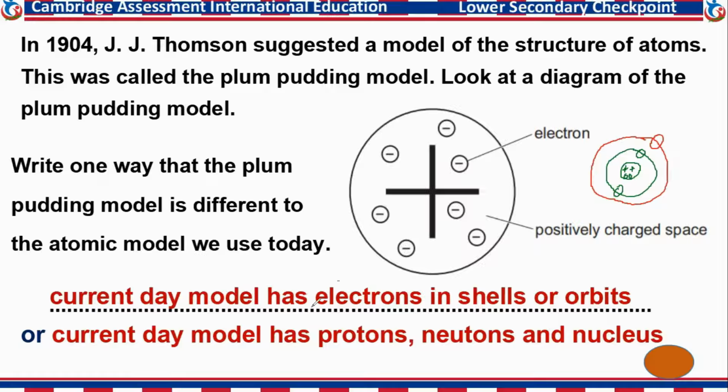So the current day model has electrons in shells or in orbit, and it has protons, neutrons, and the nucleus. It has protons, positively charged, inside the nucleus. We have the neutrons too in the nucleus. That is not shown in the Plum Pudding model. So these are the differences, and this is how the Plum Pudding model is different from the present day atomic model. With this, we are good with the atomic structure.